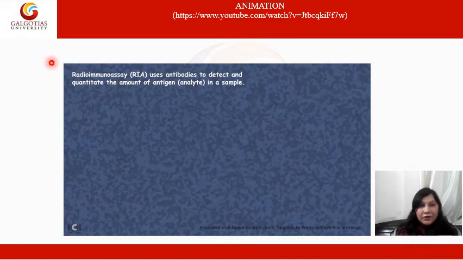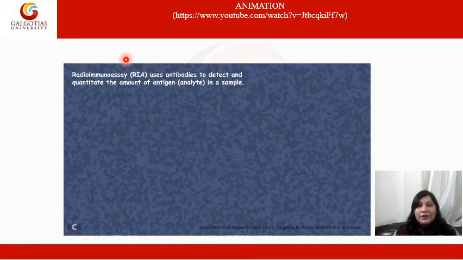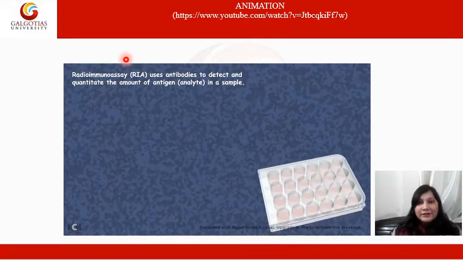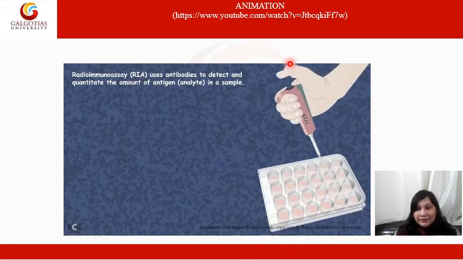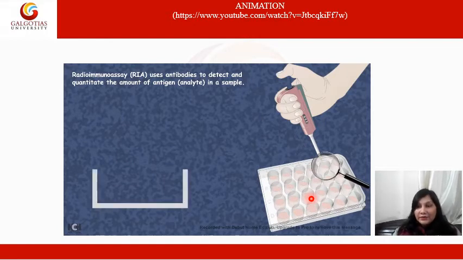So radioimmunoassay is an immunoassay technique that uses antibodies to detect and quantitate the amount of antigen or analyte in a sample. We know what an assay is. Assay is the use of immunoparticles like antigen and antibody for quantification and qualitative purposes. You can see this is a microtiter plate. First we have to coat this plate with the antibodies, antibodies for the antigen that has to be detected in terms of its concentration, right?